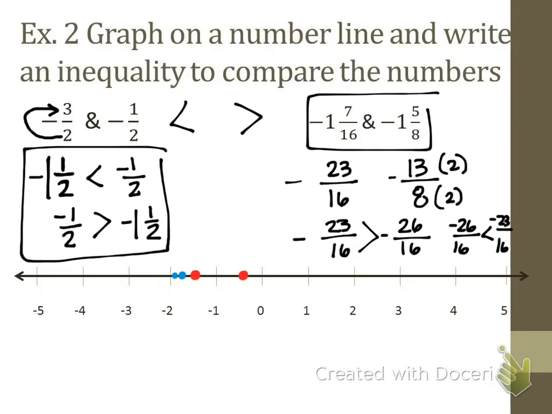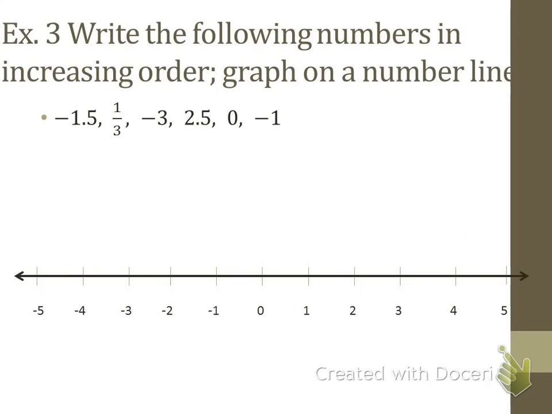Okay, last example that we're going to cover today is example 3. They want us to write the following numbers in increasing order. Graph those numbers on a number line. If I graph these on a number line, it's really easy for me to see smallest to biggest because I should be able to see on my number line left to right as smallest to biggest. So what I'm going to do is use a different color for each number so it's easy for me to see, and I'll go ahead and underline these.